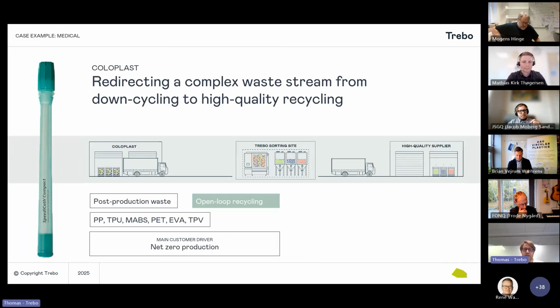Here are some examples, also some from the medical industry. Here we are doing some open loop recycling with one of the large Danish companies. They have a pretty complex mixture with PP, TPU, MABS, PET, EVA, TPV. So a lot of different stuff. We take in the production scrap, sort out the materials, and then they get used for new things. Not in a closed loop yet, but we're working on it. But at the moment, it's open loop.